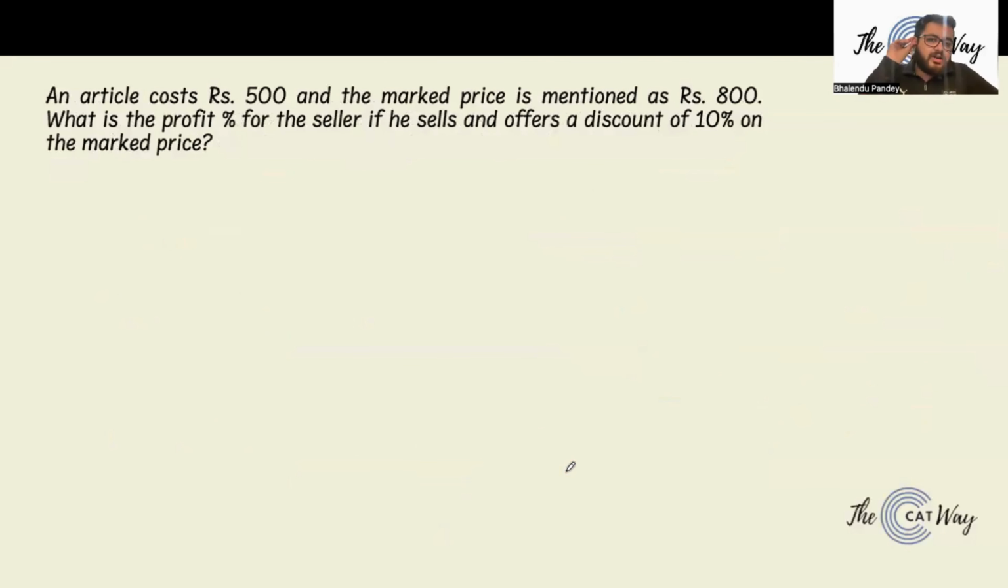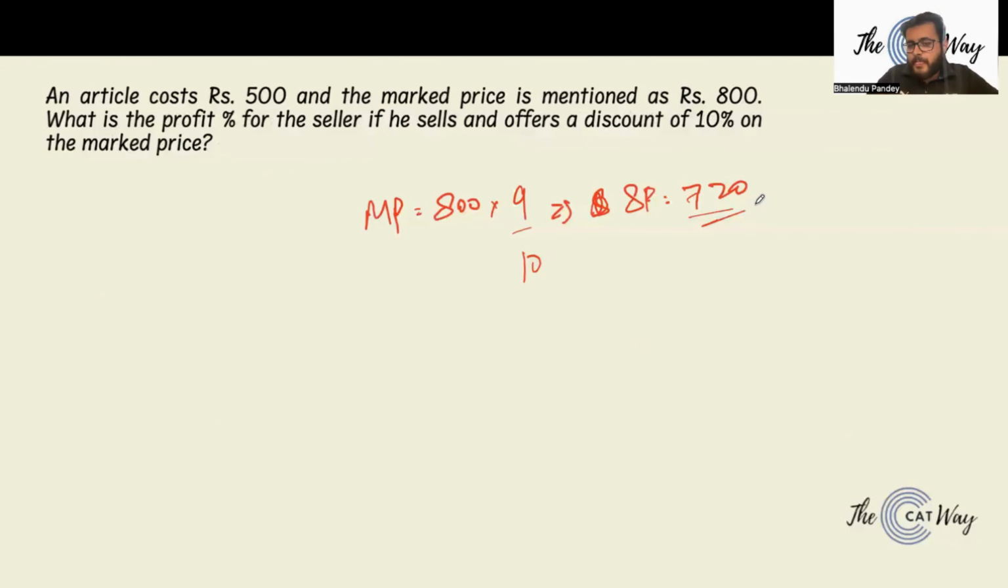So we have that article cost rupees 500 and mark price is mentioned as 800. What is the profit percent for seller if he sells and offers a discount of 10% on the mark price? Okay. So mark price is 800. It is being sold at a discount of 10%. So multiplied by 9 by 10. Selling price is going to be equal to 720 rupees. Right? So my selling price is 720. Cost is 500. The profit percentage is what?